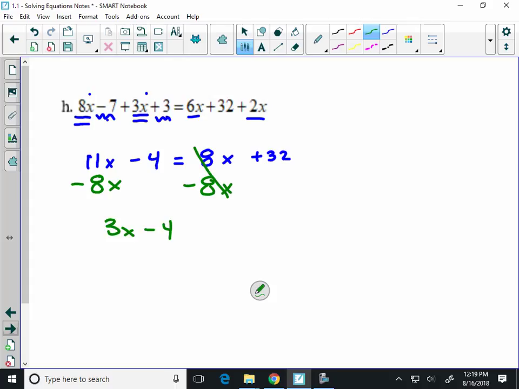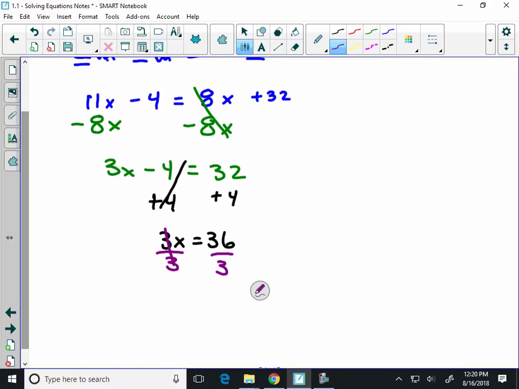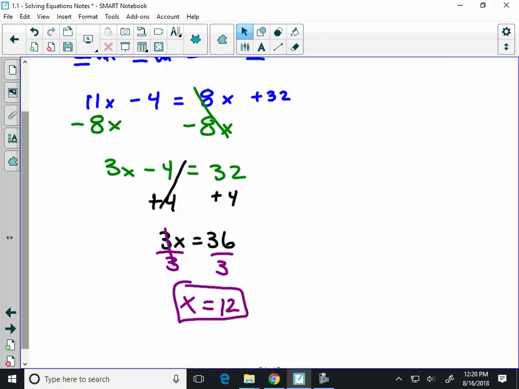3x minus 4 equals 32. And keep solving. Trenton, what's our next step? Add 4, perfect. 3x is equal to 36. And our last step, Celeste, what's our last step? Perfect. So bye-bye. And 36 divided by 3 is 12.